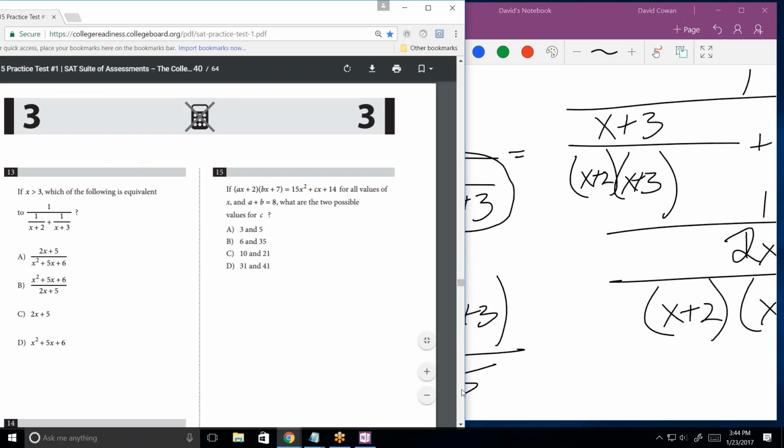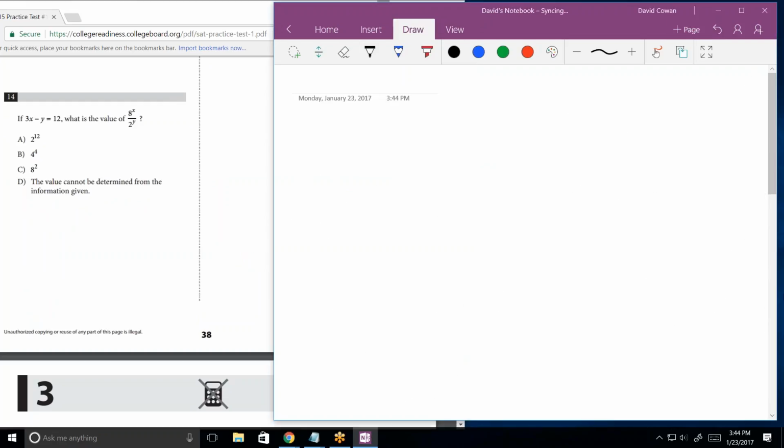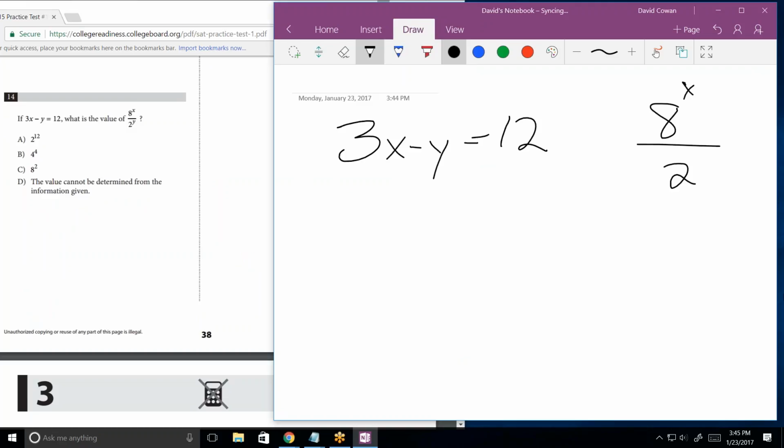All right, let's see. Well, I guess we got to go down for 14. We have 3x minus y equals 12, and they want to know what 8 to the x over 2 to the y is. So you just need to solve for both variables with the given equation. Solve for one variable only. One variable only? What's the easiest variable to solve for? Y? Okay, what's y equal to?